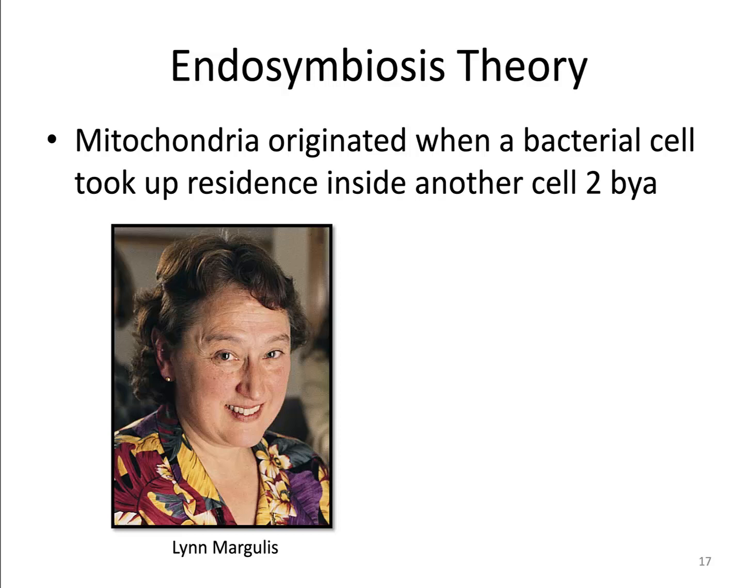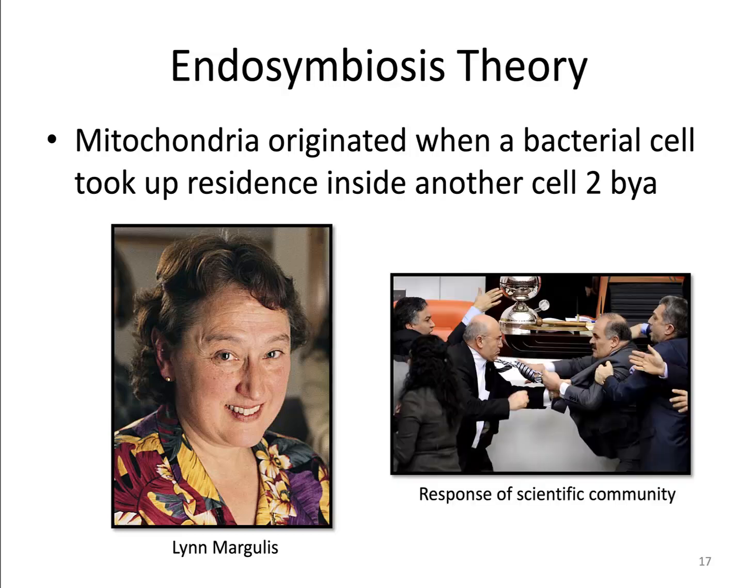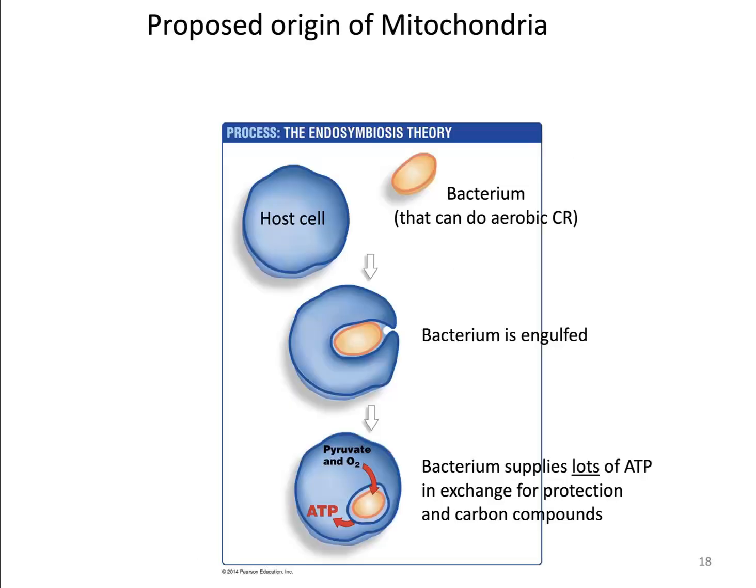Okay, so this endosymbiosis theory first came about from this woman, Lynn Margulis, who came up with this theory and hypothesized that mitochondria actually originated when a bacterial cell took up residence inside of another cell type around 2 billion years ago. And there was a lot of controversy surrounding this theory. People were sort of up in arms about it, saying that's a crazy idea, that mitochondria might have evolved through a bacteria actually moving in and living inside of another cell of a different species. So let's look at what the actual evidence is for this idea.